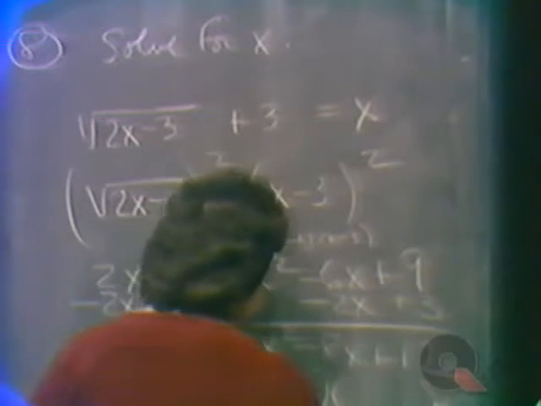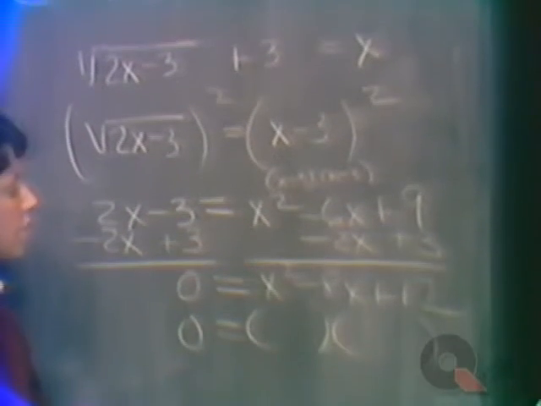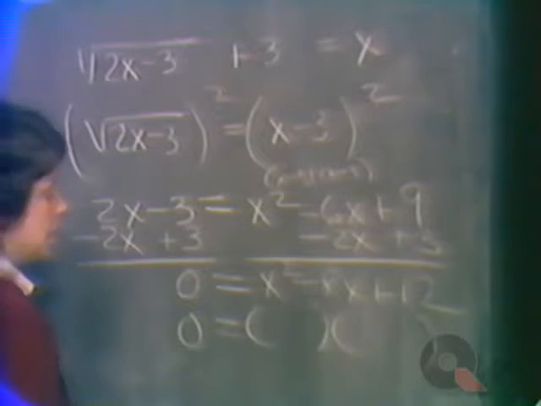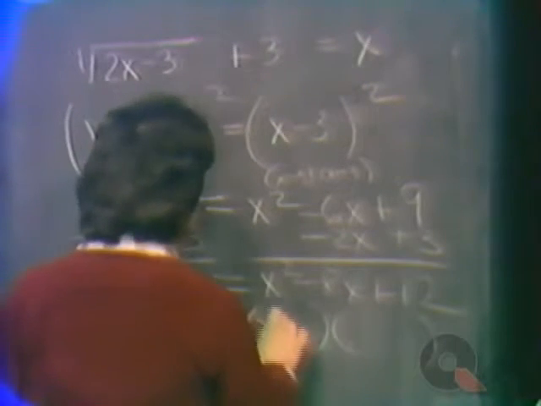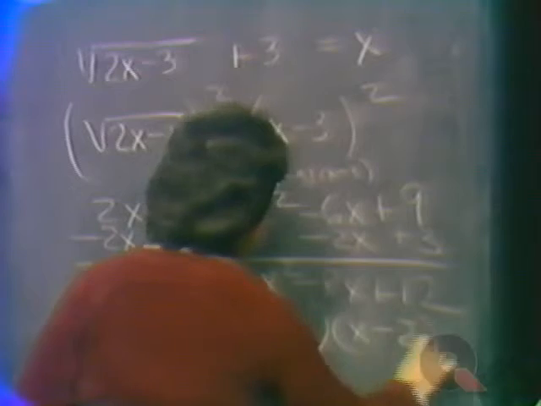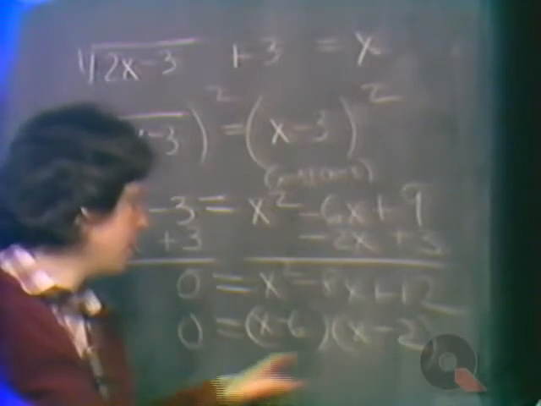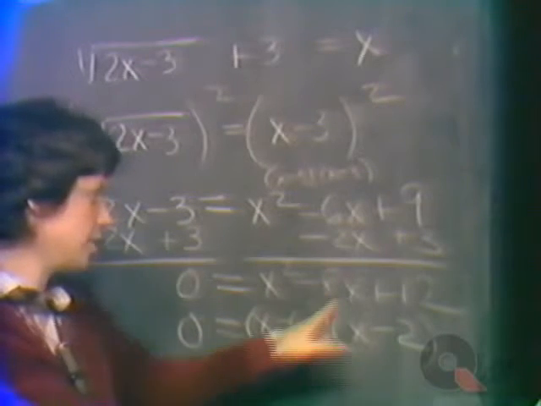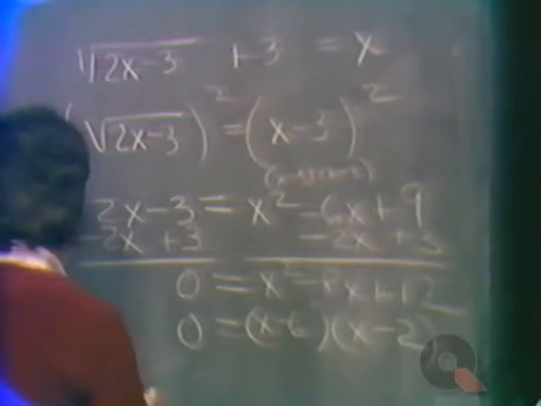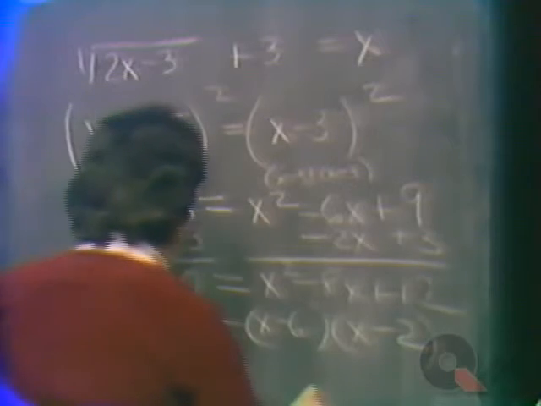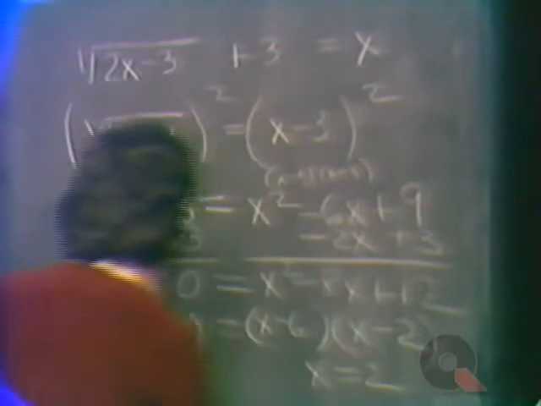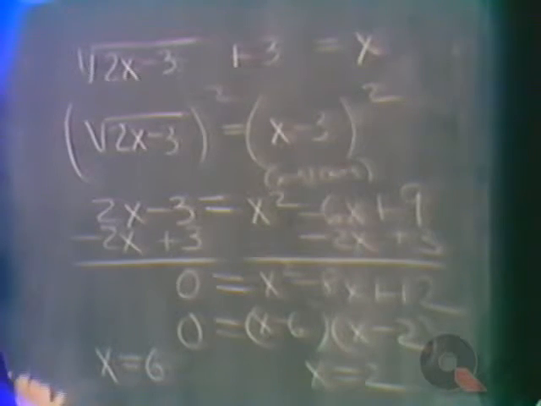And I'm looking to factor this. I'm looking for two numbers which multiply to 12 and add to minus 8. And they are minus 6 and minus 2. If you check this, you get x squared minus 2x minus 6x is minus 8x plus 12, giving you two possible solutions. And they're only possible solutions because you actually must check.